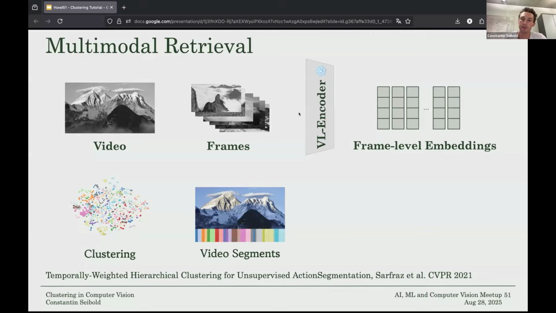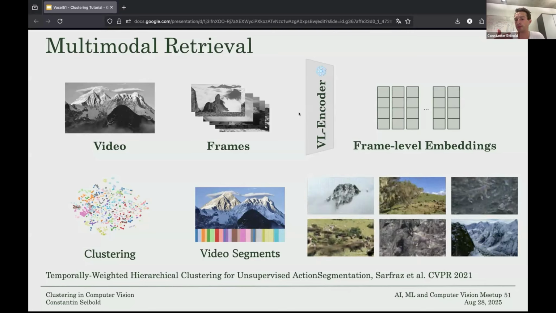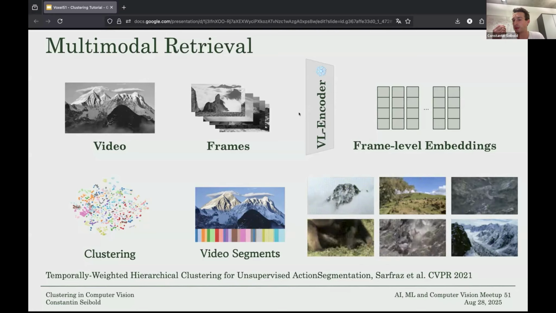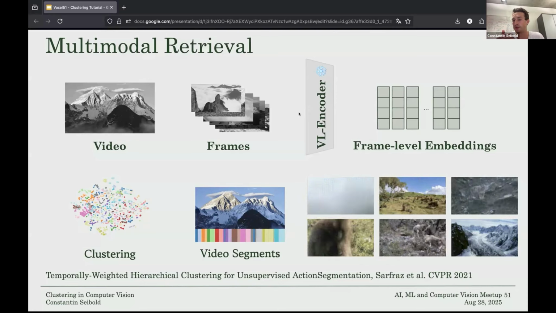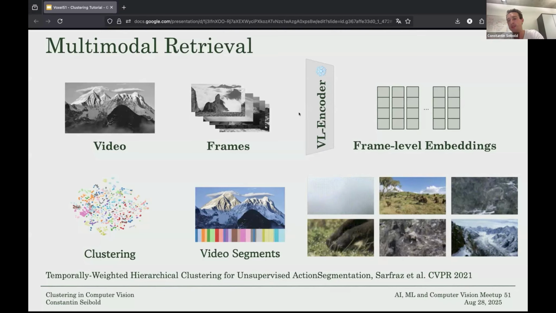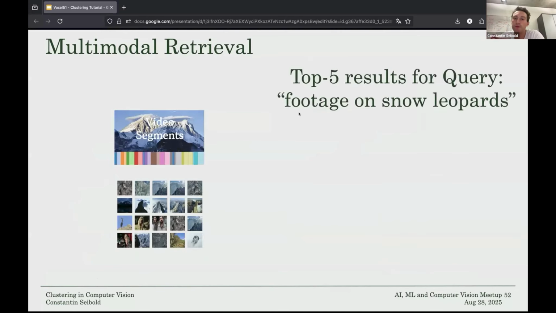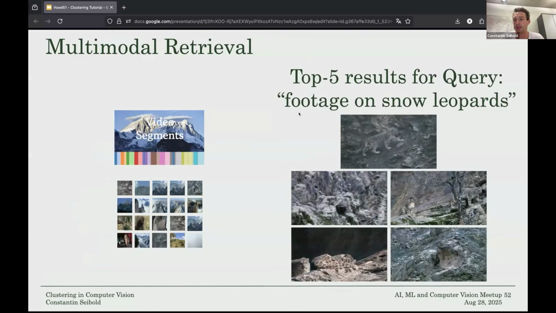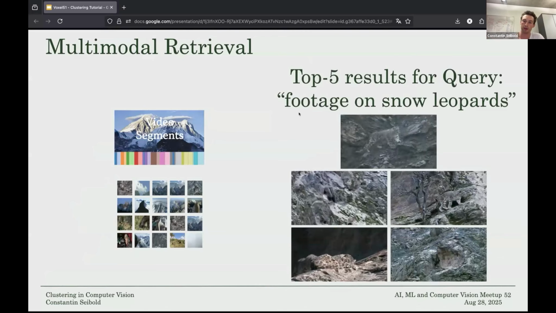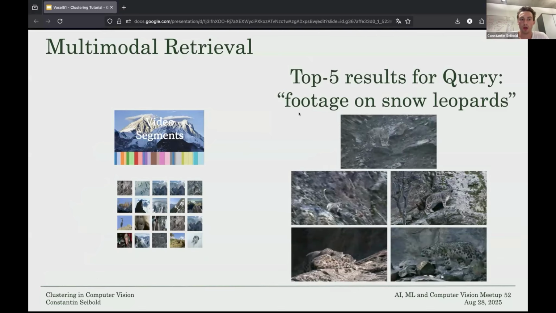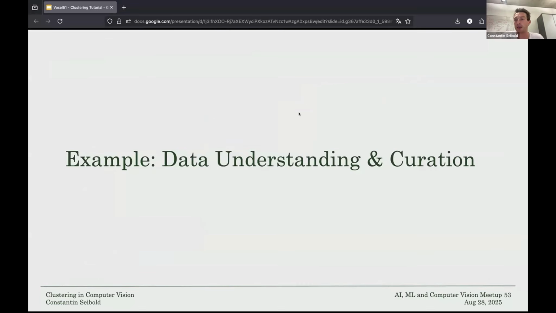Then you can perform the problem of finding the right clips as a simple retrieval task, where you say, give me footage of snow leopards, and given the clips, it will return the top 5 retrievals. But this is one use case to which you can apply clustering. Another is general data understanding and curation.